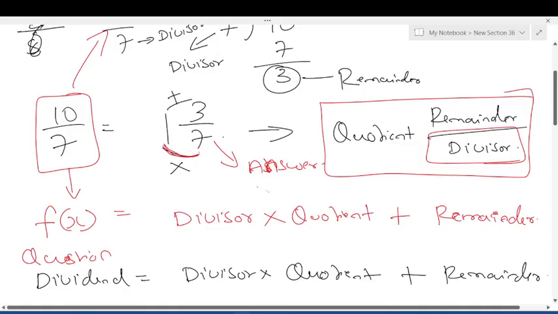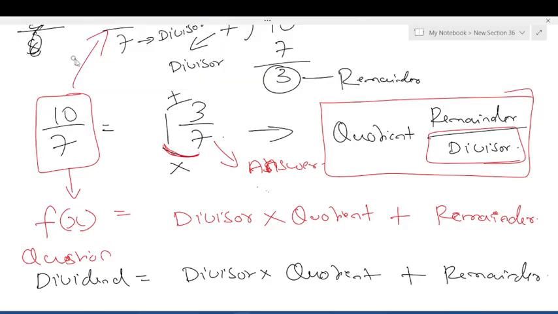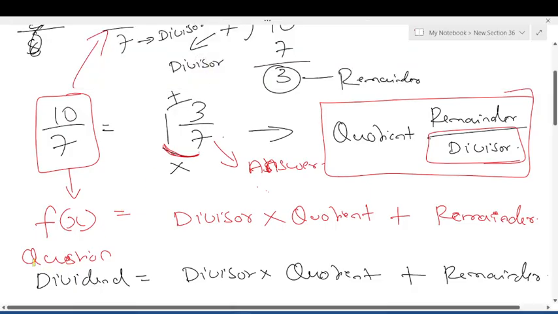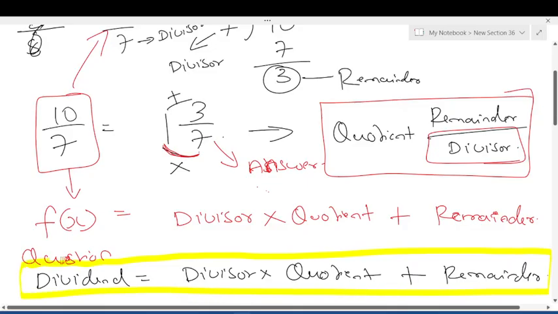Make a note of this formula, students. This equation we got from arithmetic, the basic division concept. From the basic division concept. Dividend is equal to divisor multiplied by quotient plus remainder.